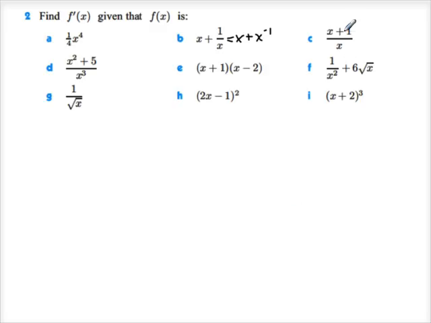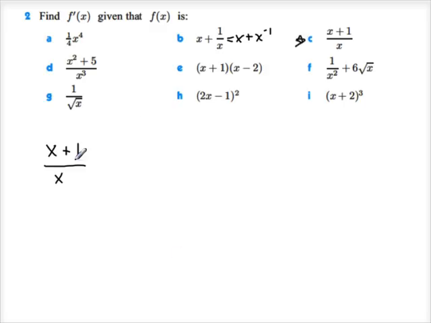Then we get into ones like C and D. And let's go ahead and do C. So if we're looking at 2C here, we have x plus 1 over x. Now before you panic and think, oh goodness, I have to know how to do quotient rule, you do not. Dihydrogen monoxide. We're going to rewrite this so it's just as simple as water.